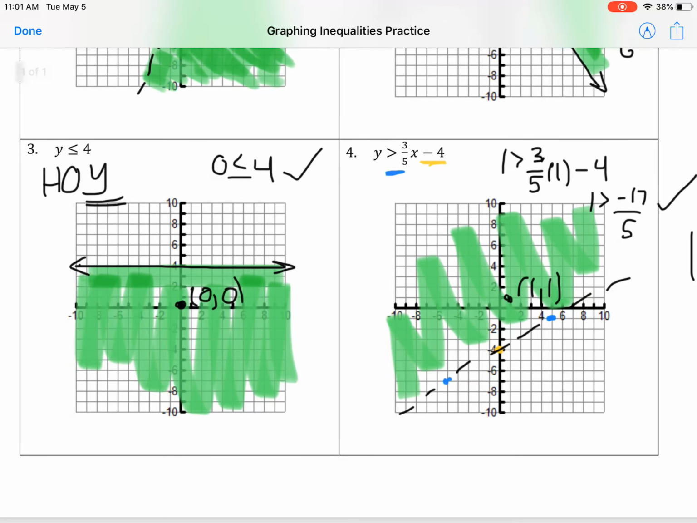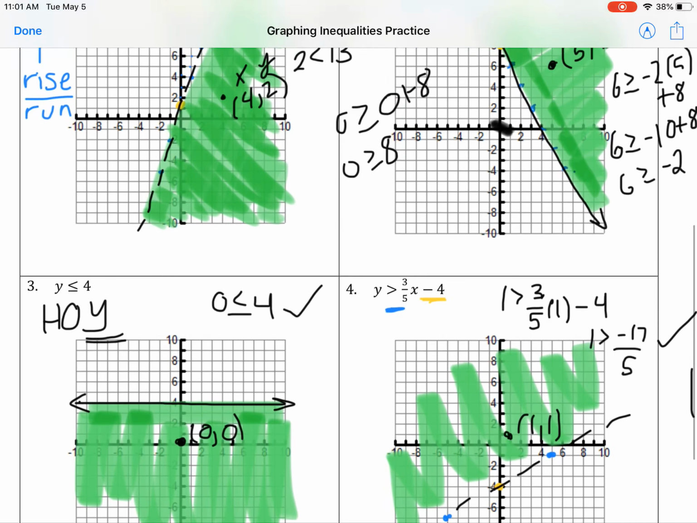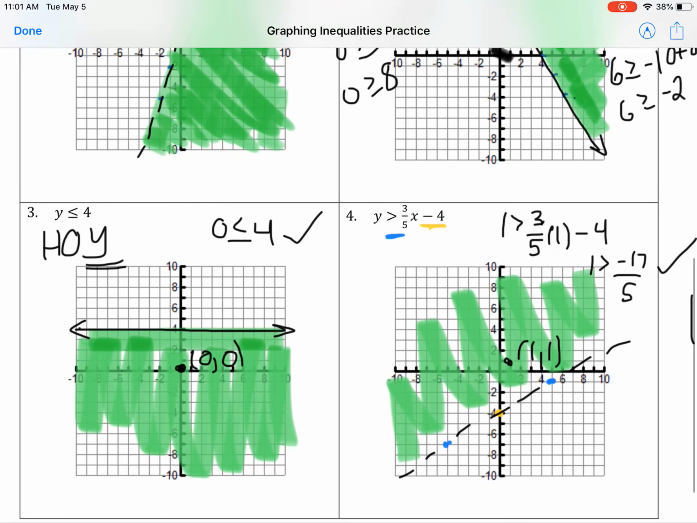There you go, guys. There are some good examples of how to solve some inequalities and how to graph these things. I hope this makes sense.